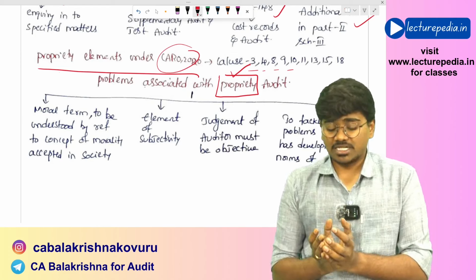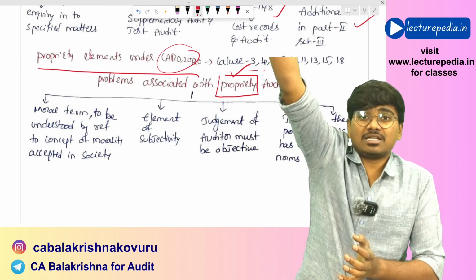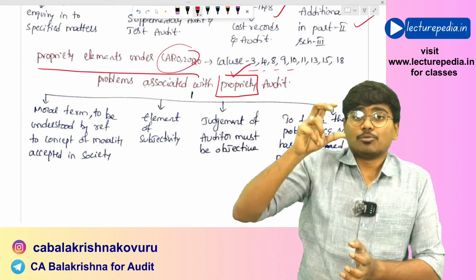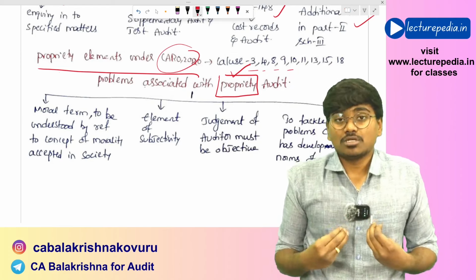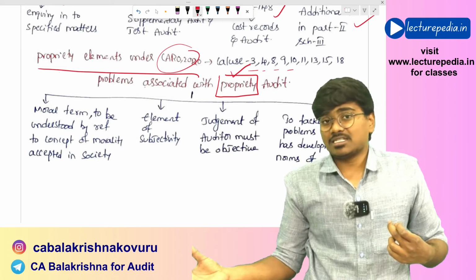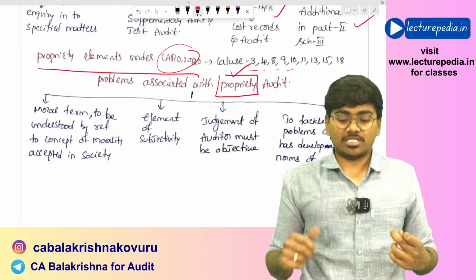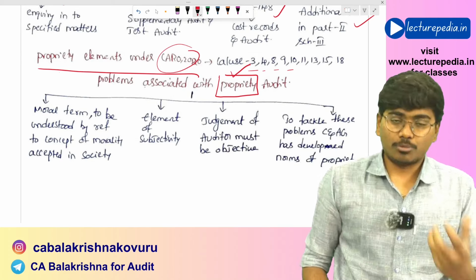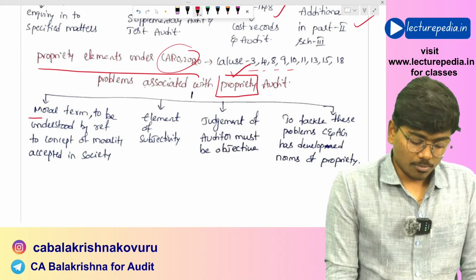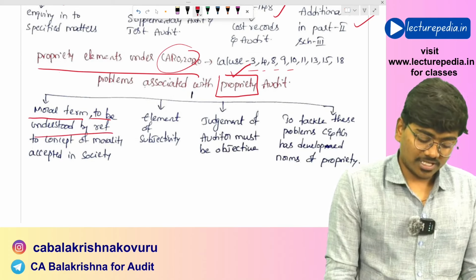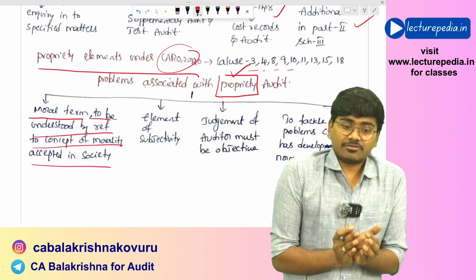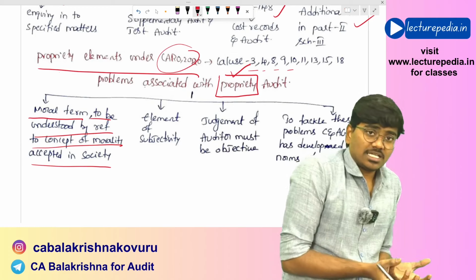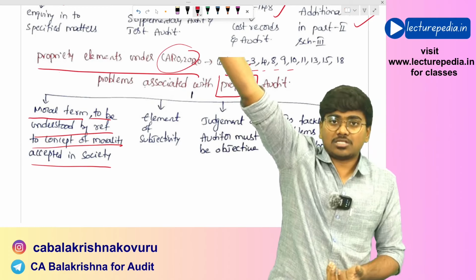might not be accepted in another society. So this propriety element is a moral term which has to be understood by referring to the existing society. This is one of the problems in case of propriety audit. See, moral term to be understood by reference to the concept of morality accepted in the society. A particular activity which is moral in one society might not be moral in another society.